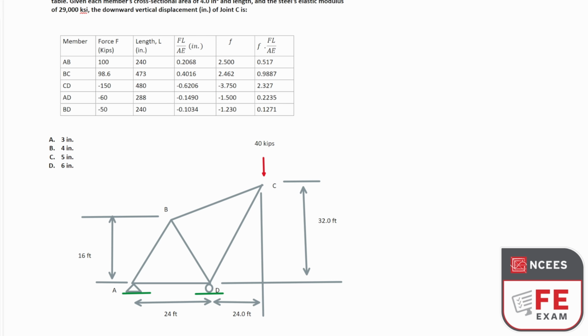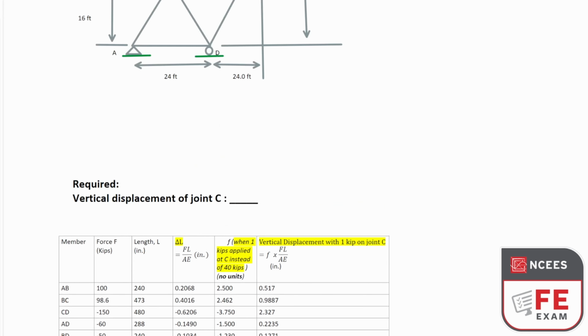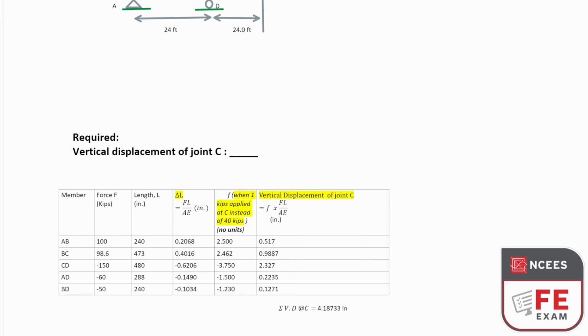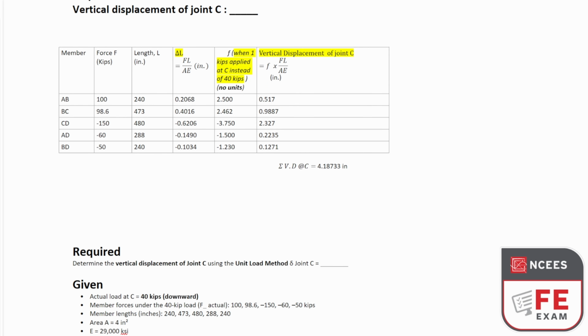So 100 divided by 40, that is 2.5. Okay, 98.6 divided by 40, that is 2.462, because we are replacing the 40 kip load by 1 kip. That's why all the forces will be divided by 40. So that's how we got all of these F values, and F is unitless, it's a constant. And then comes the last part. F times FL by AE is nothing but vertical displacement of each of the member because of the load being applied on joint C.